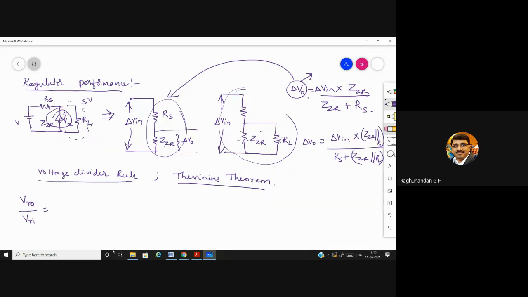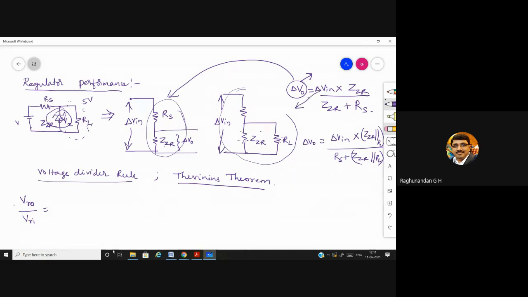If you have a perfect DC, will you have any change? No, sir. So delta V naught indicates that there is some amount of fluctuation. This fluctuation indicates some amount of AC is present. That's why we write V R naught, V ripple output voltage, and this delta V naught will shift it here.